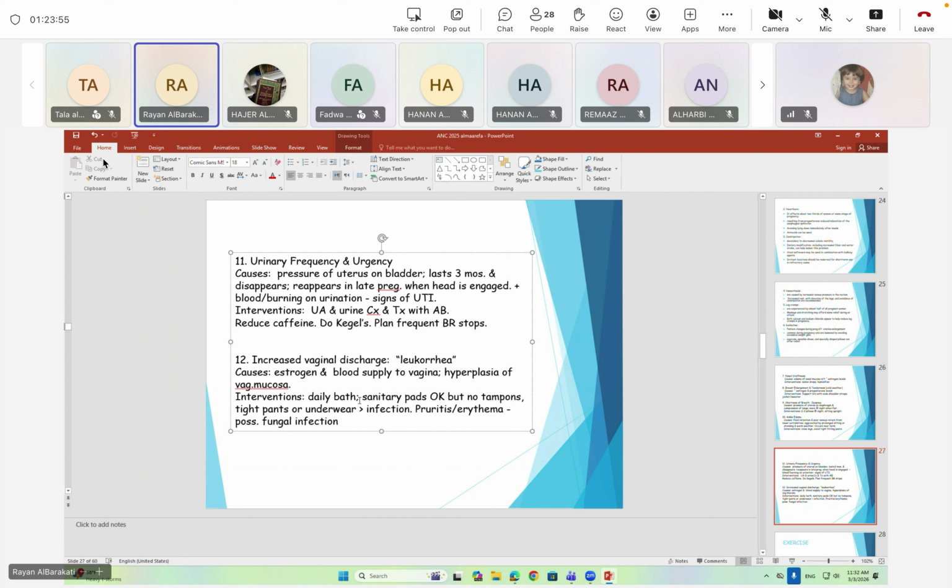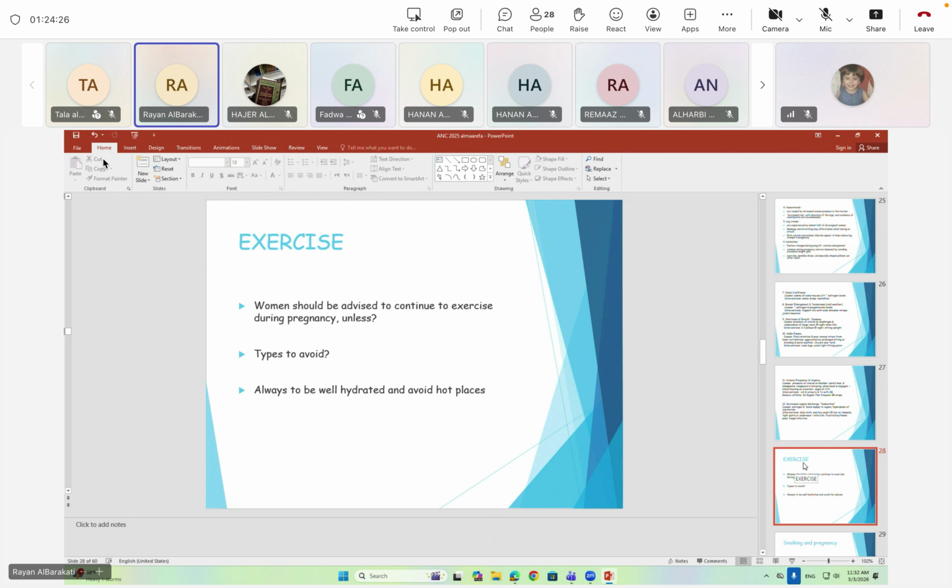The intervention, daily bath, sanitary pads are okay, but no tampons that is inserted inside the vagina. Tight pants or underwear should be avoided as infection will increase. If they are having pruritus or erythema, this might be a fungal infection and vaginal culture can be taken, and we can use the topical medication or local medication for treatment.